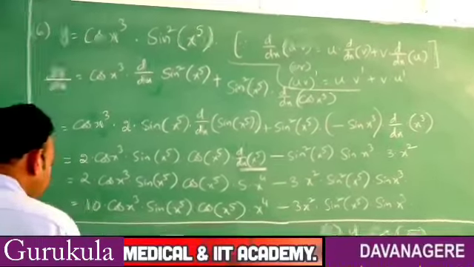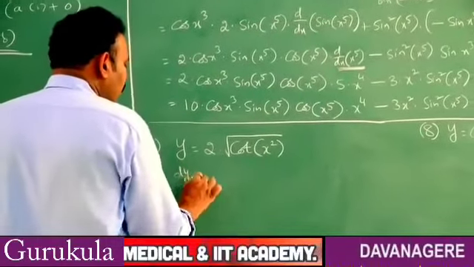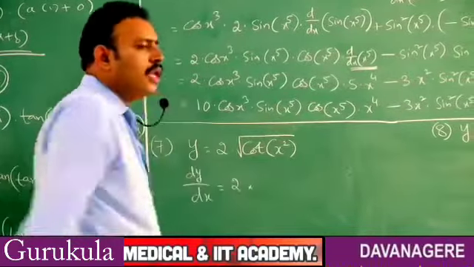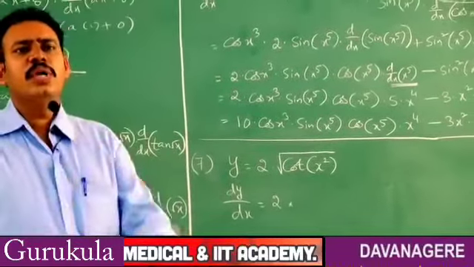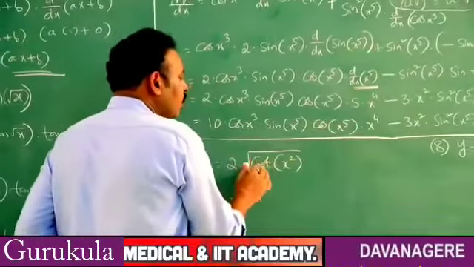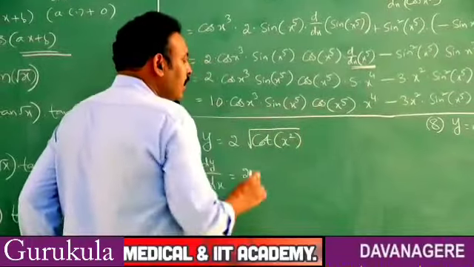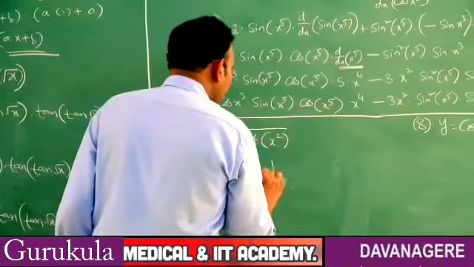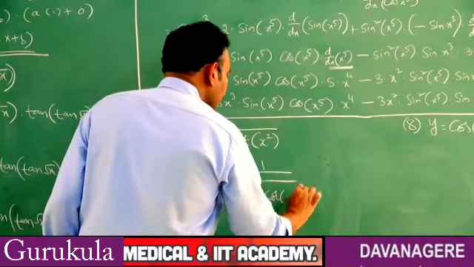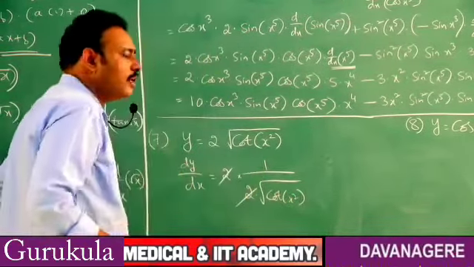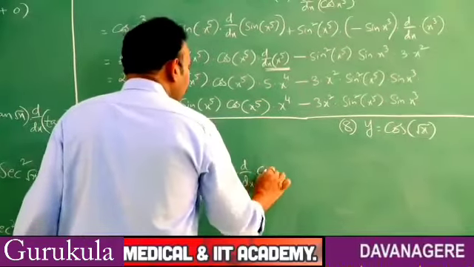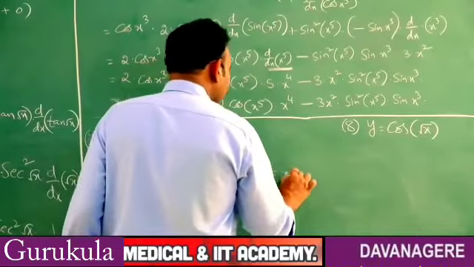Now this is important, students. You see the 7th one, dy by dx is equal to root x. What is the derivative of root x, students? 1 by 2 root x. Here root x plus cot of x square is there. Root x, 1 by 2 root x, 1 by 2 root x into derivative d by dx of cot of x square.